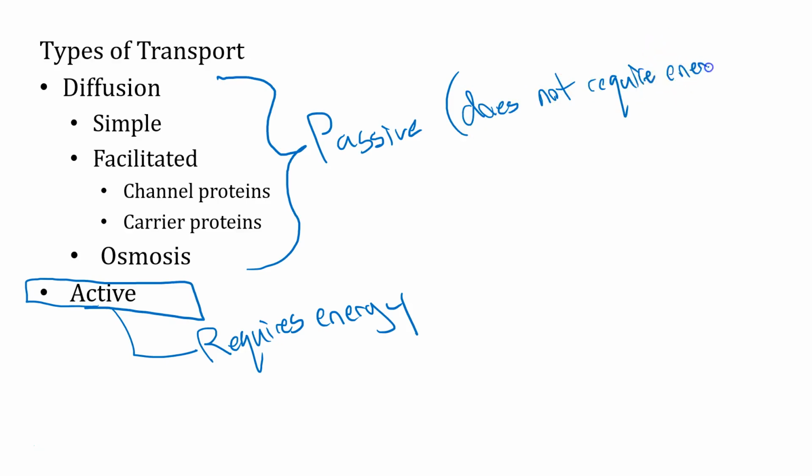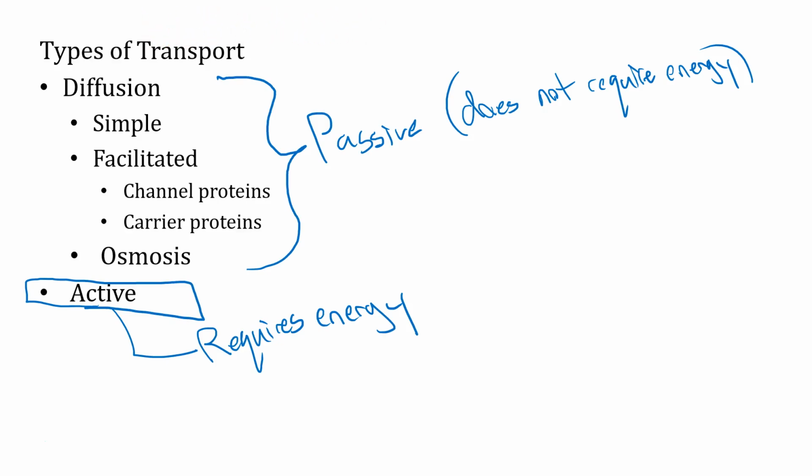Require energy. Okay. The way that it works is it runs off of concentration gradients. It runs off of the normal tendency for things to flow from high concentration to low concentration. But not all of the time are you going to want to move something from a high concentration to a low concentration. Sometimes you're going to want to move something from a low concentration up to a high concentration. When that happens, we call it going up the concentration gradient versus down the concentration gradient.